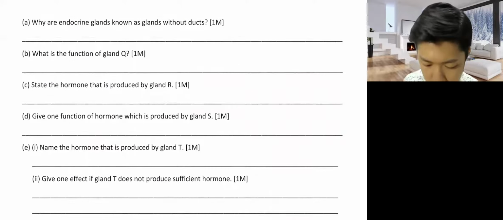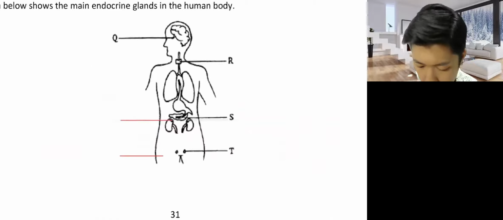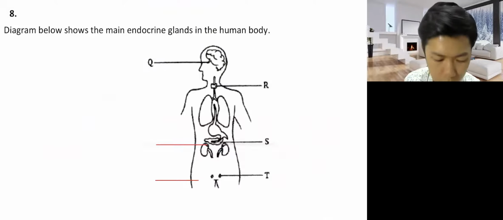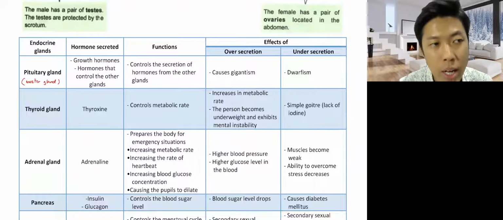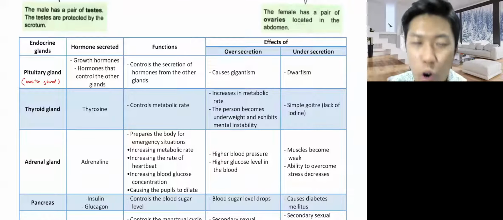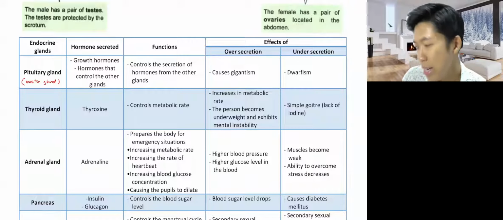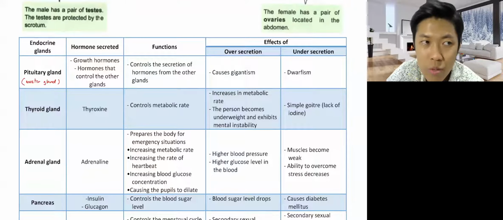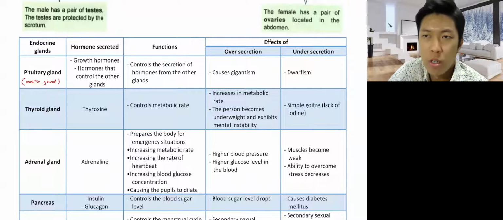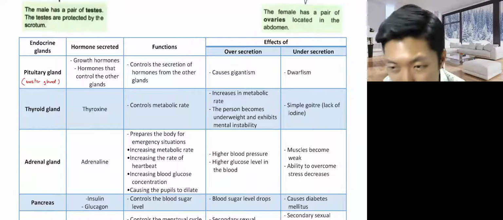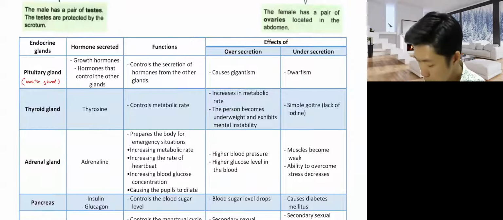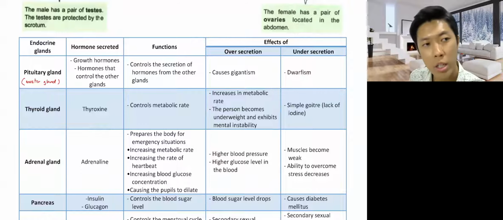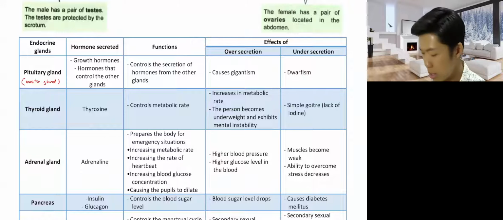Question B. What is the function of gland Q? Q is pituitary, everyone. The function of pituitary is to control the secretion of hormones from other glands. Or if you want something short, you can just write to stimulate growth. That means to make you grow. Or you copy exactly as this one: control the secretion of hormones from other glands.